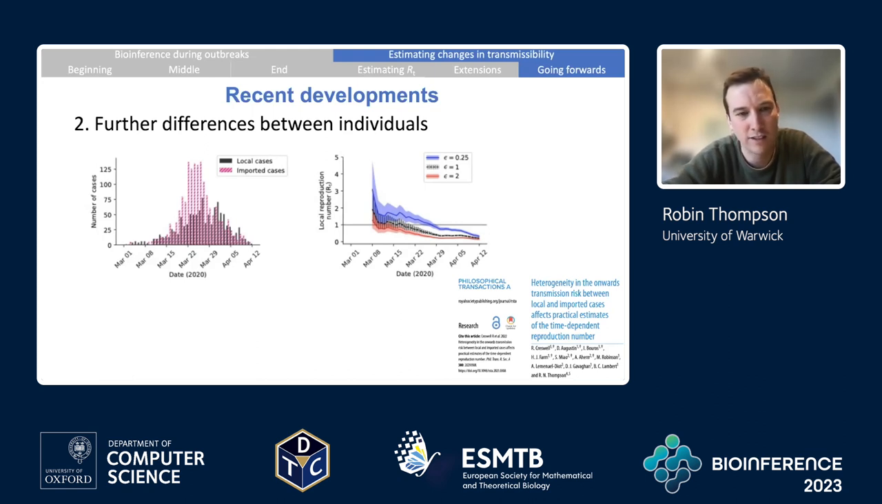It could be that imported cases are largely business travelers, for example, who are likely to have large numbers of meetings and therefore generate larger numbers of cases than your typical person. It could also be the case, though, that imported cases are subject to quarantine restrictions, and so onwards transmission risk might be smaller for an imported case compared to a local case. So in either case, the idea here is that local cases and imported cases may represent different transmission risks. And that's something that we explored in this research article in the bottom right.